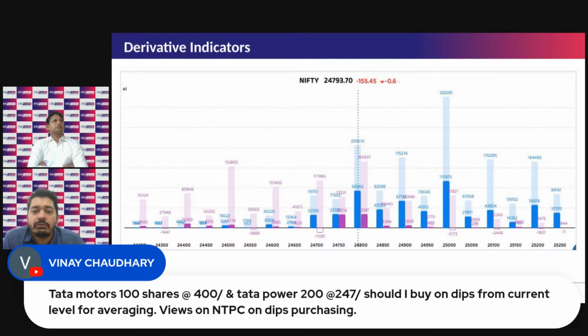But we believe from a positional structural chart perspective, till the time the stock holds on to the levels of 385, which is the previous major swing low, till the time the stock is trading above 385, we expect the uptrend to continue.